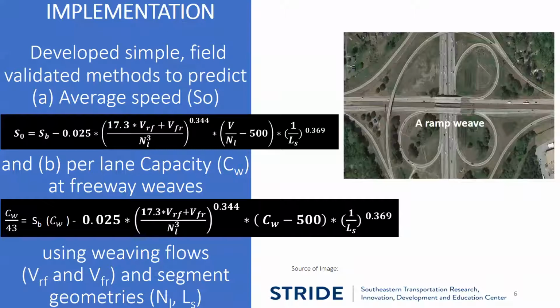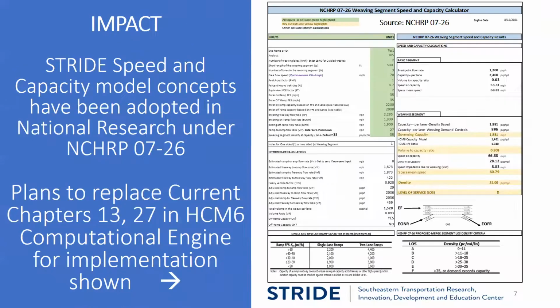This has enabled us to collect sufficient data to be able to develop what I would call a simple, field-validated method to predict speed and capacity for weaving segments. The entire method really relies on 2 equations, one equation to calculate speed and one equation to calculate capacity. And once we know the speed and capacity, then we can estimate very quickly the level of service.